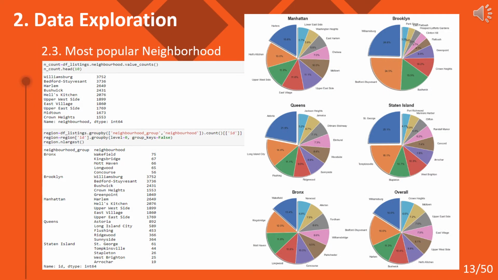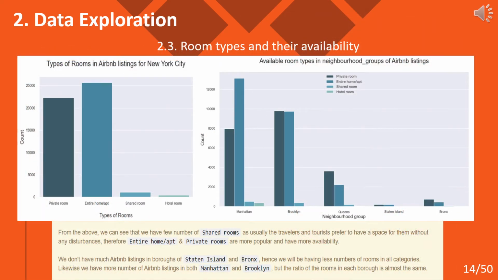Next, we create a visually appealing matrix of pies to allow the reader to see which neighborhoods are booked the most and better inform their decisions and opinions. Room types and their availability. From the above, we can see that we have a small number of shared rooms, as usually travelers and tourists prefer to have a space for themselves without any disturbances. Therefore entire homes and apartments and private rooms are more popular and have more availability.